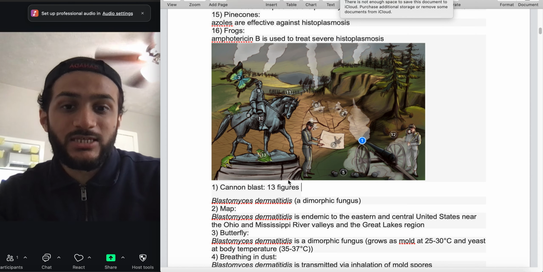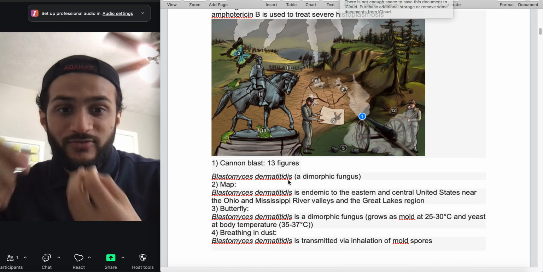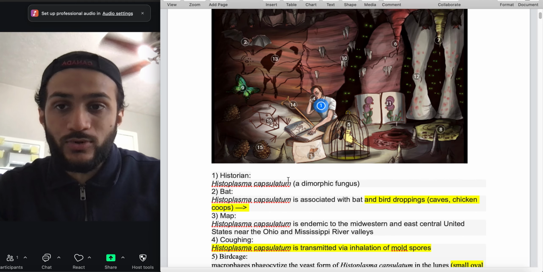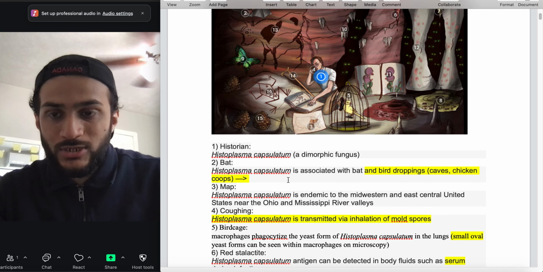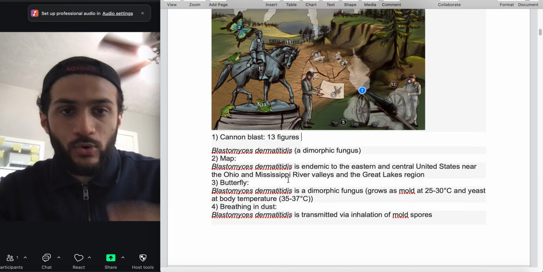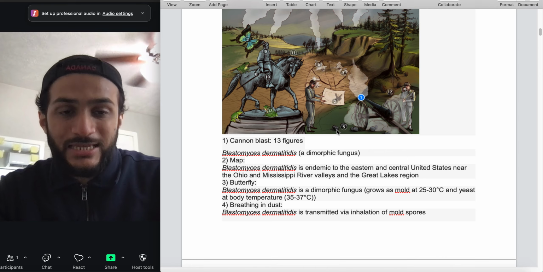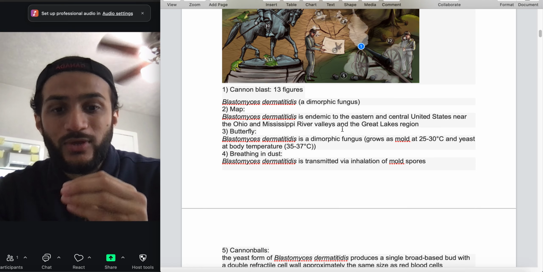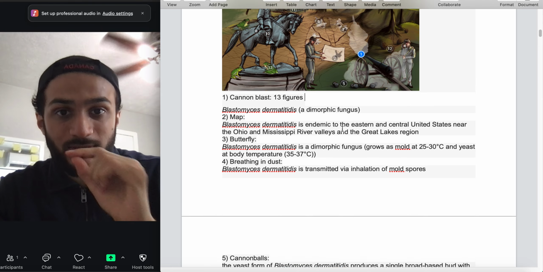Then after that, we can see this person is breathing in dust. So you can breathe in these endospores. You have inhalation of mold spores. We kind of spoke about this in our last video about blastomycosis and histoplasma capsulatum, that you can get this from inhalation of mold spores. Then we can see over here these rocks at the bottom. So these are yeast, small, broad budding with a double cell wall, approximately the same size as red blood cells. So blastomycosis are going to be broad budding yeast, as we see by the rocks.